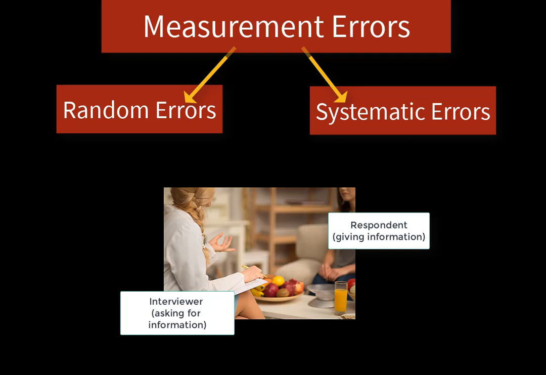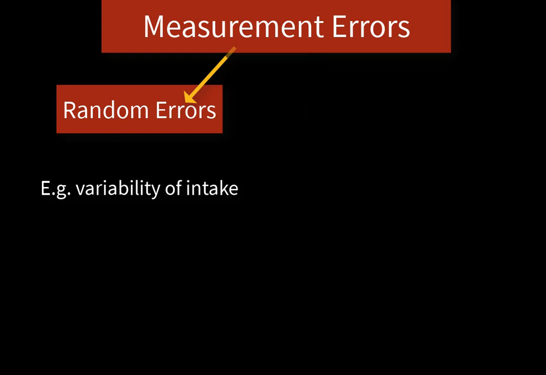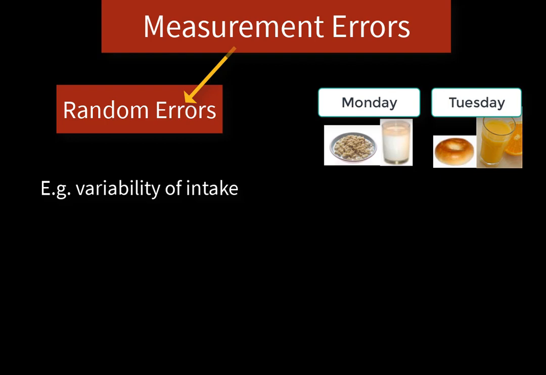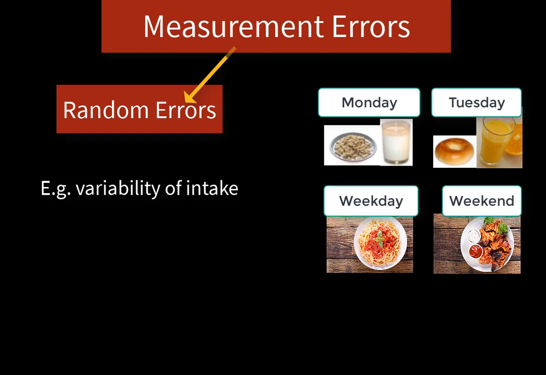An example of a random measurement error is just the variability of dietary intake. Maybe the respondent had cereal and milk for breakfast on Monday, but a bagel and orange juice for breakfast on Tuesday. If the parameter being measured is vitamin C or protein, those two breakfasts will have very different values. Other examples of variability: people often eat routinely Monday through Thursday, but indulge more on the weekends. And people often eat more strawberries in the summer and more soup in the winter.